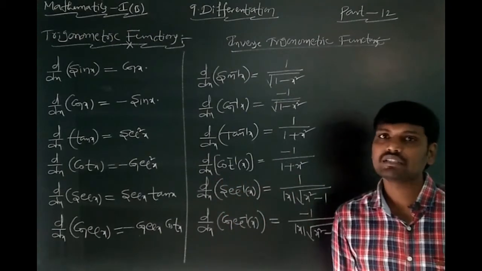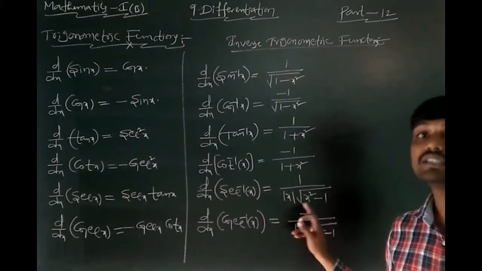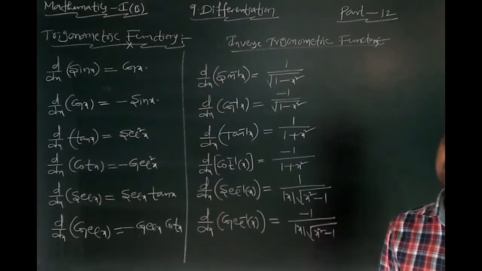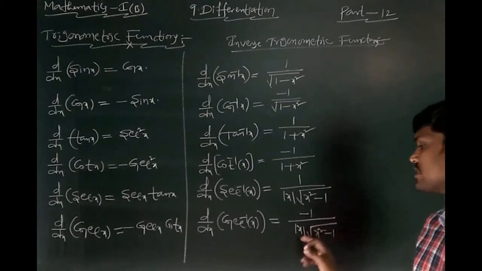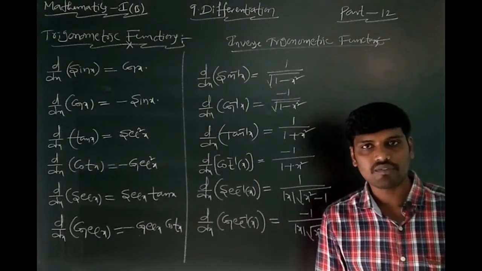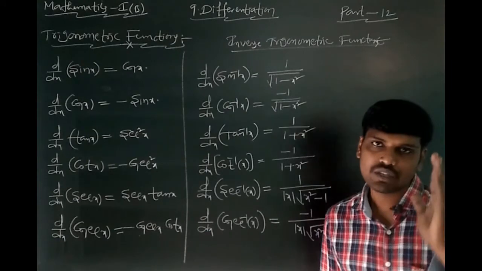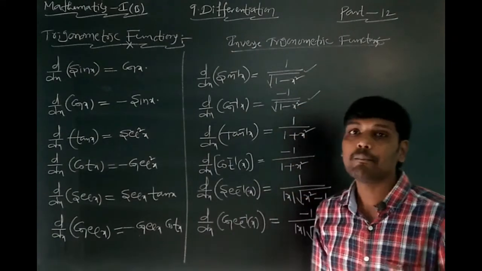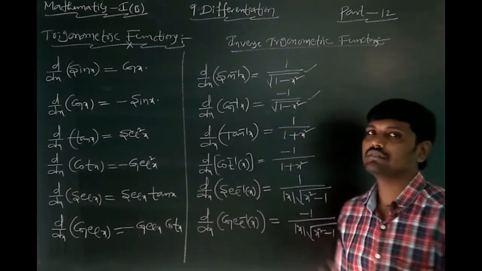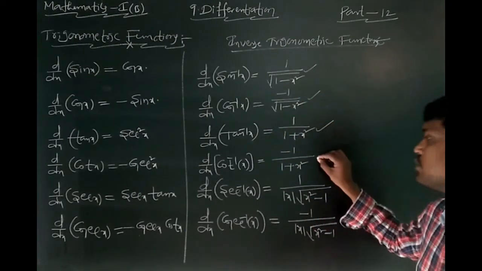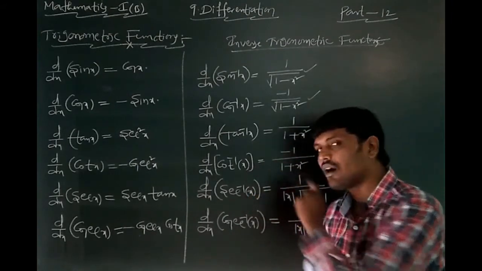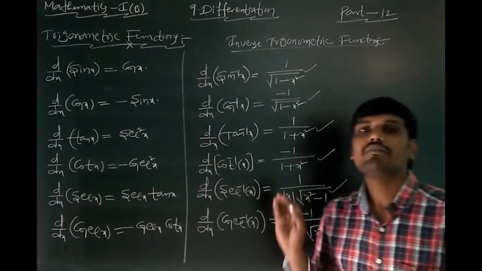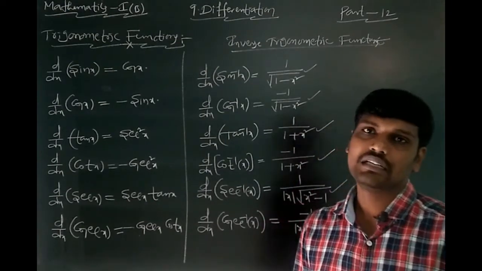Derivative of secant inverse x is 1 by mod x into square root of x square minus 1. Derivative of cosecant inverse x is minus 1 by mod x into square root of x square minus 1. You can observe in these formulas, sin inverse x derivative multiplied with the minus gives cos inverse x derivative. Tan inverse x derivative multiplied with the minus gives cot inverse x derivative. Secant inverse x derivative multiplied with the minus gives cosecant inverse x derivative.